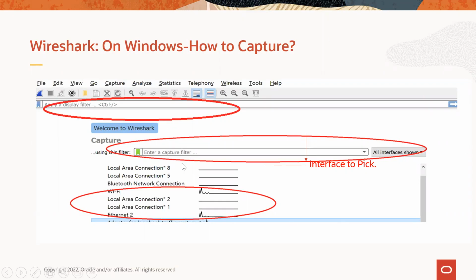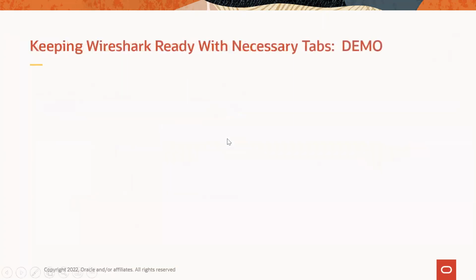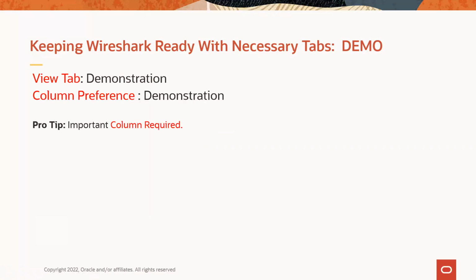As with tcpdump, it picks up an interface to capture the traffic. Even in Wireshark, you need to pick the interface where you need to capture the traffic. So you pick the interface over here and the capture starts. Then, keeping Wireshark ready with the necessary tabs, we'll do a demonstration: the View tab and the column preference tab. As a pro tip, I will tell you the important tabs which are required, instead of having many tabs in Wireshark.